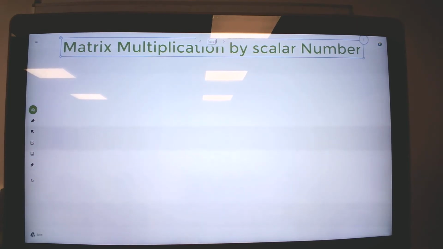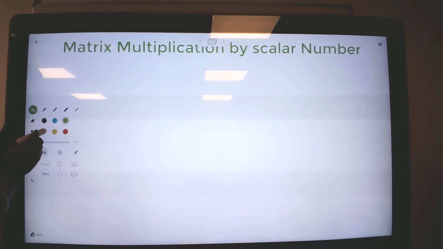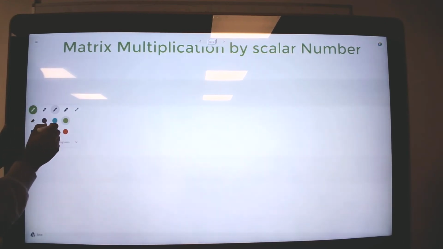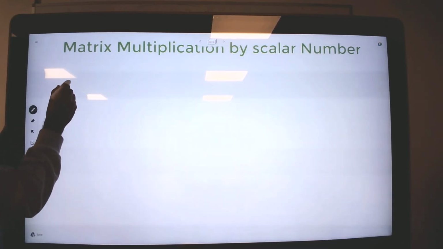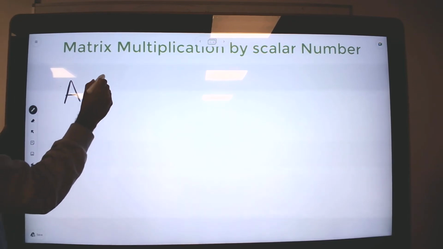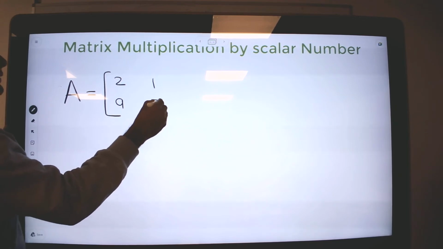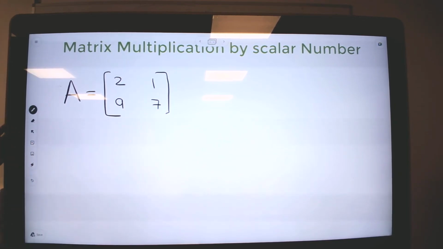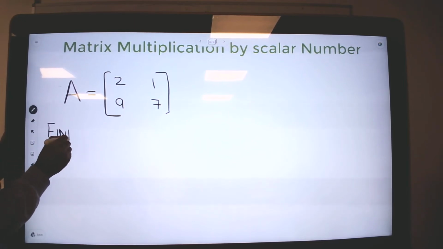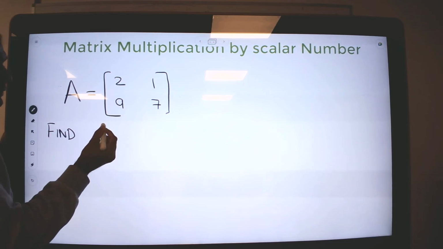Now the next thing is matrix multiplication by a scalar number. How do we multiply a matrix with a scalar number? Let's say there is a matrix A, and A is 2, 1, 9, 7. And the question is find 3A.